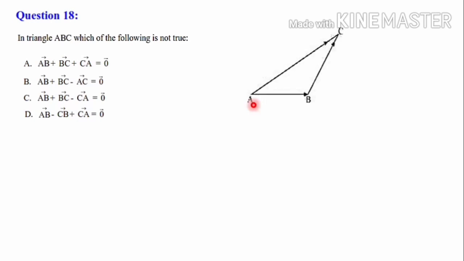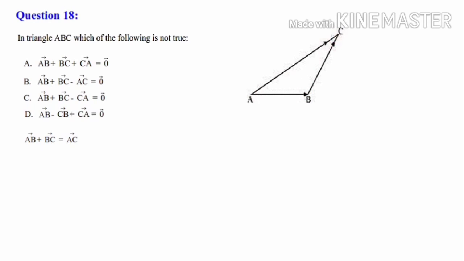There is a diagram here A, B, C. So since the triangle is given to you, we can apply the triangular rule of vector addition. Let's check one by one and we will find out which one is not true. The incorrect statement we have to identify. First of all, from the given diagram we can write by using triangular law of vector addition. We can say that AB plus BC is equal to AC.